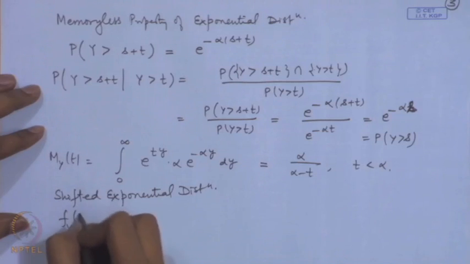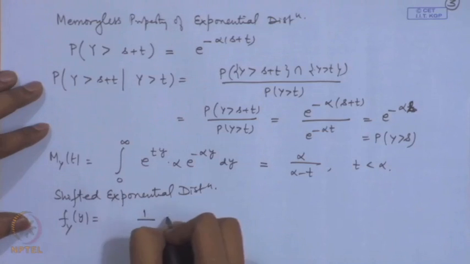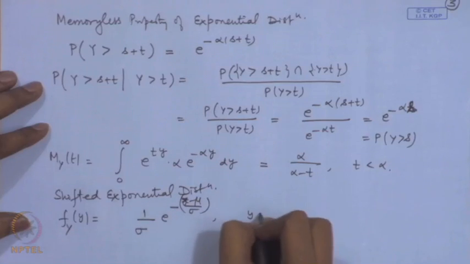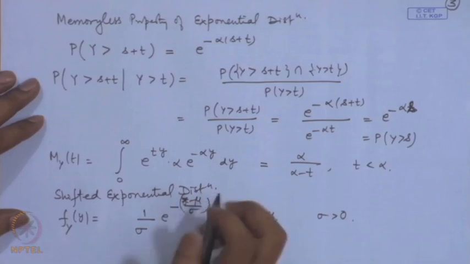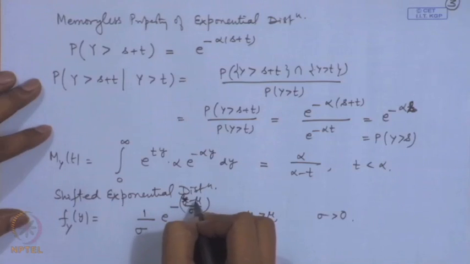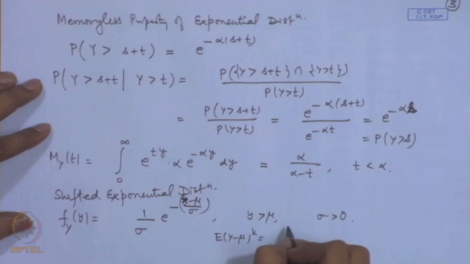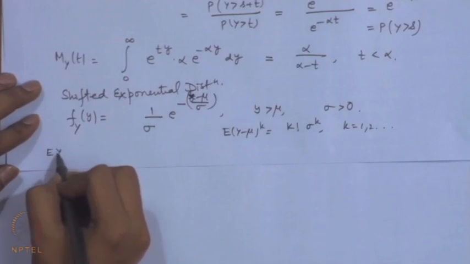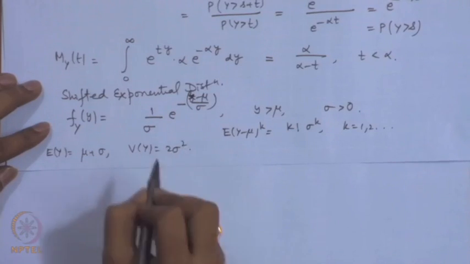Here we can write the distribution as, I am writing a more general form, 1 by sigma e to the power minus (y minus mu) by sigma, where y is greater than mu, and here of course, sigma is positive. So, whatever moments of y were there, the same thing will be true for moments of y minus mu. That means, in general we will have expectation of (y minus mu) to the power k equal to k factorial into sigma to the power k. So, for example, expectation of y will become mu plus sigma, variance will become sigma square.